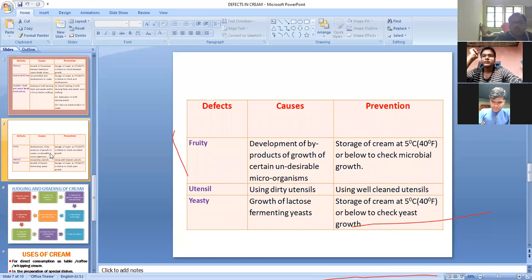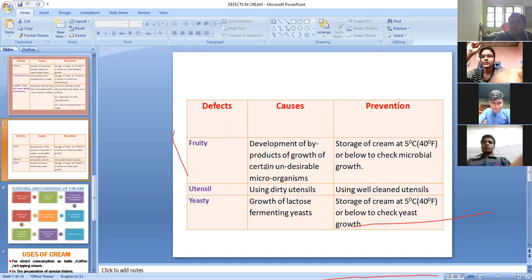Similarly, fruity flavor, how is it developed? It is also developed in the milk. We already said that Pseudomonas fragi develops in the milk, and it may lead to the fruity flavor defect in the cream. The same microorganisms are also responsible, which may come into the cream during the separation of the milk. So fruity flavor generally occurs due to the growth of undesirable microorganisms, generally psychrotrophs.